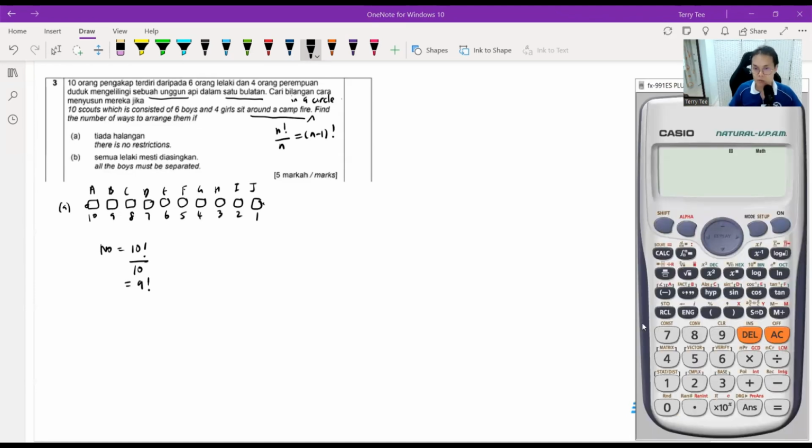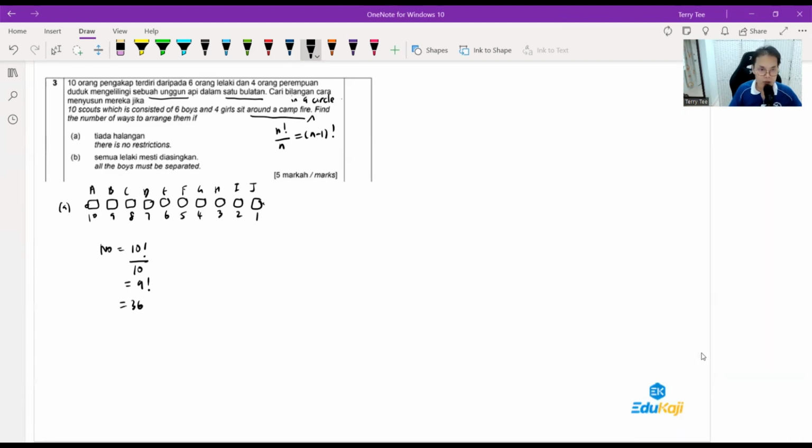So you don't actually have to draw all these boxes. I just want to explain to you the idea. You understand? So 9 factorial will give us 362,880. We don't have to do all these things. Just straight away write 9 factorial. Or if you want, write 10 factorial divided by 10, equals 9 factorial, which is 362,880.